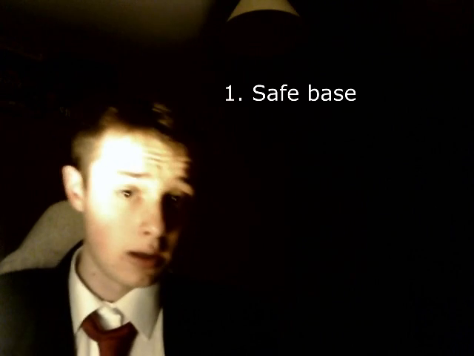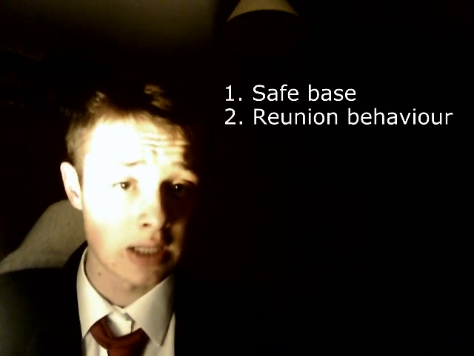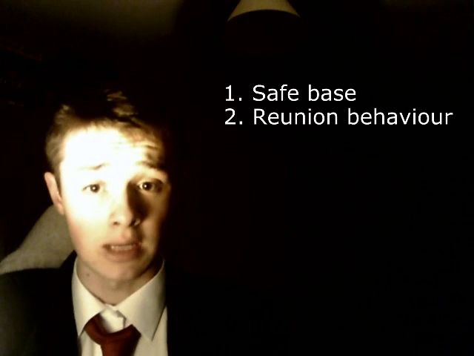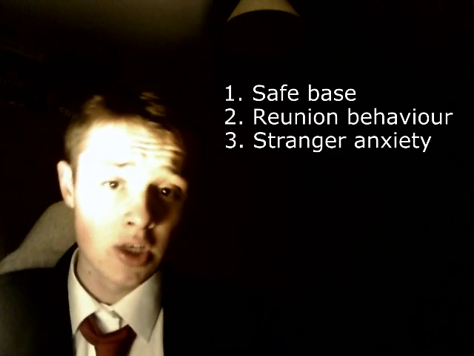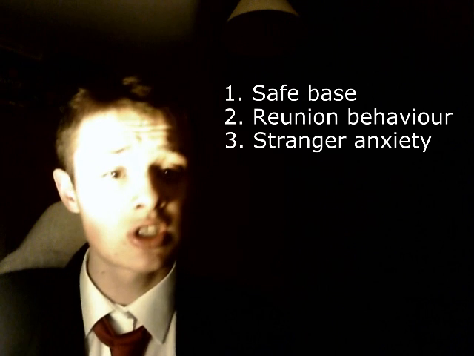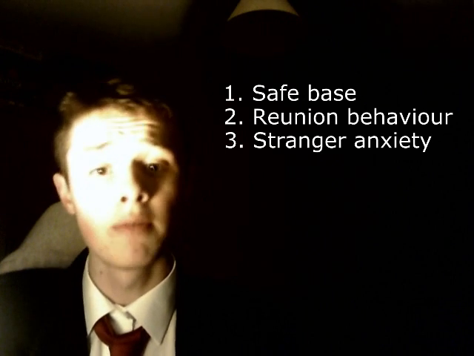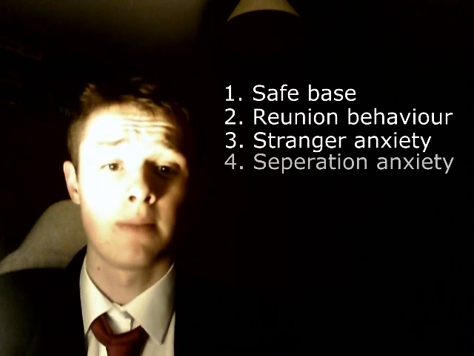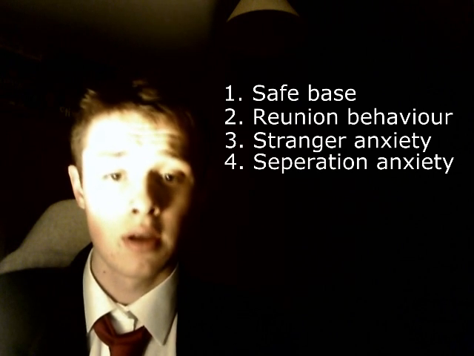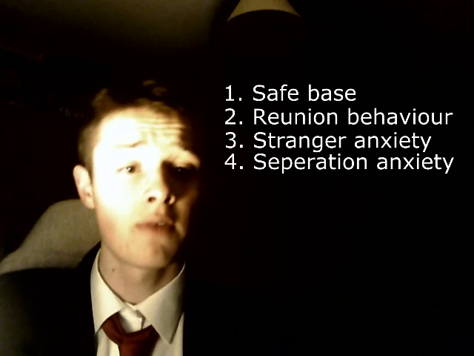Number two, the child is comforted by the presence of the caretaker. This is called reunion behaviour. Number three, stranger anxiety. The child should seek their caregiver in the presence of a stranger. And finally, number four, separation anxiety. If they were to lose sight of each other, they should begin to feel nervous due to their affection for one another.